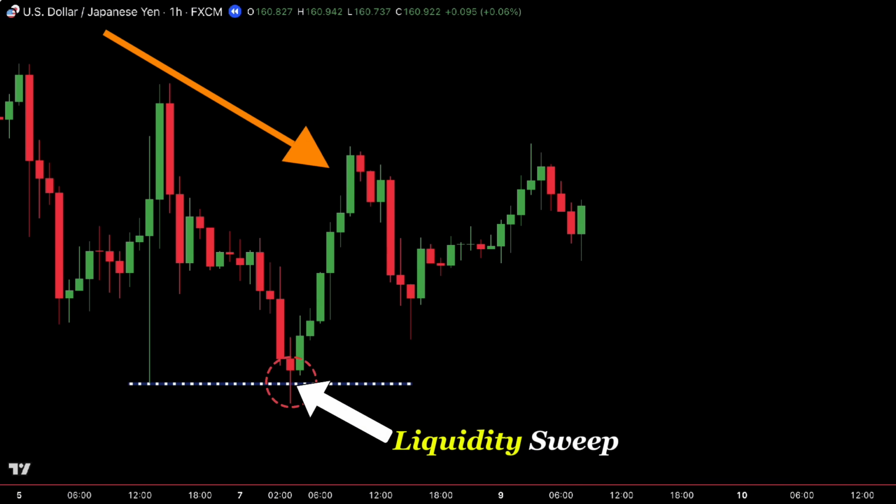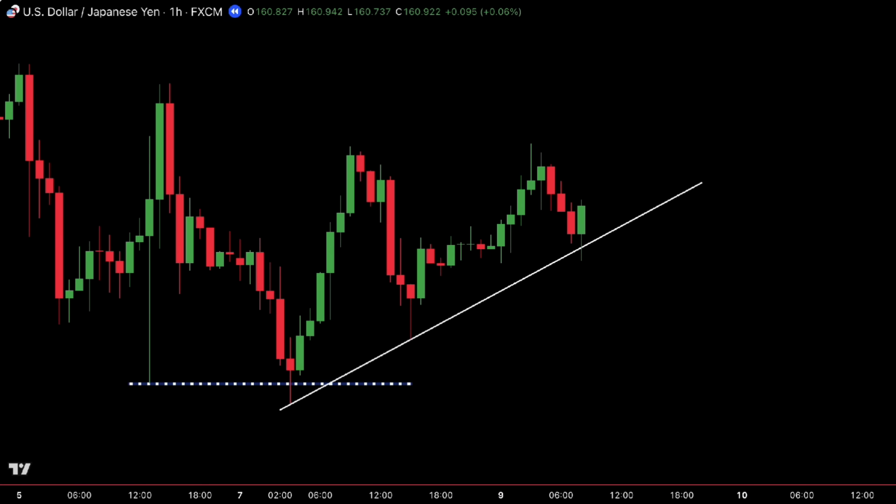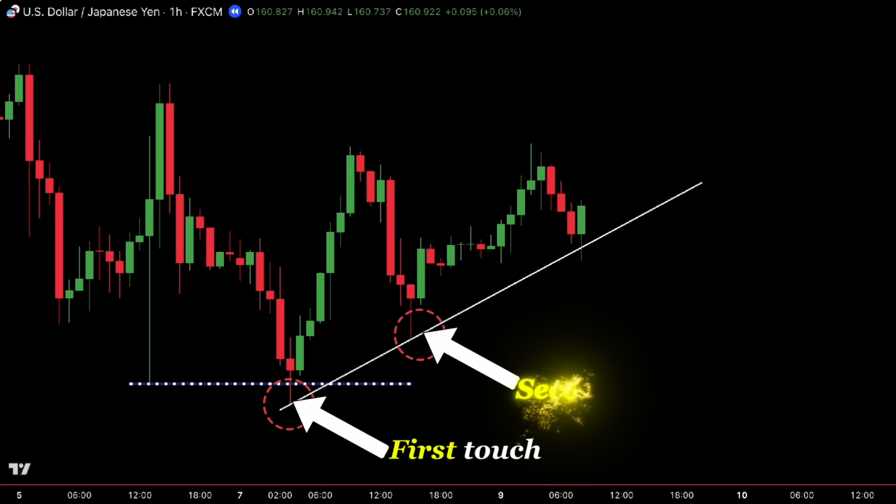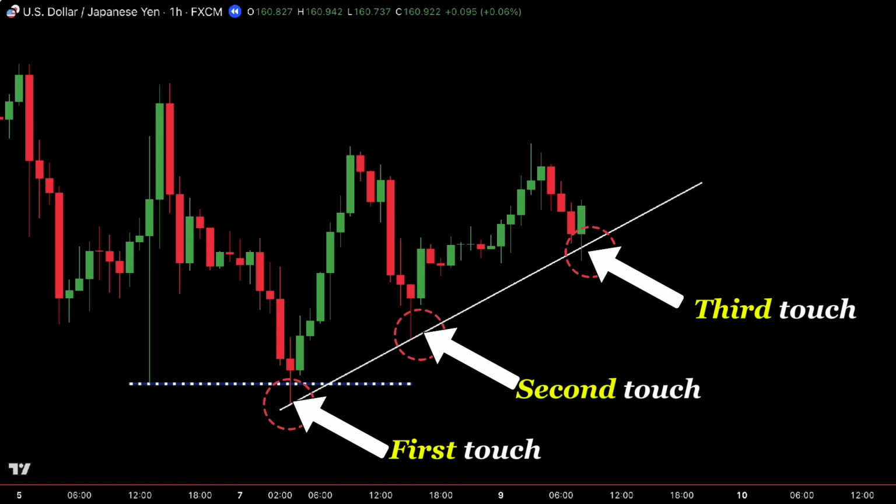And here's something very important. After this liquidity sweep, the market begins to trend upward, respecting a bullish trend line. This is the first touch, the second touch, and the third touch. Each reaction confirms that buyers are in control and that price is likely to continue higher.